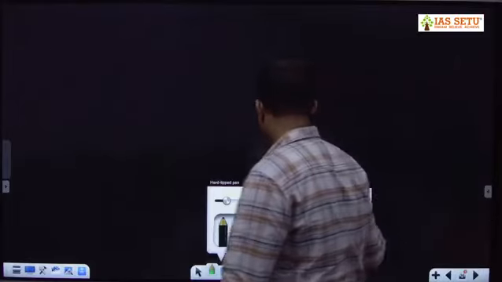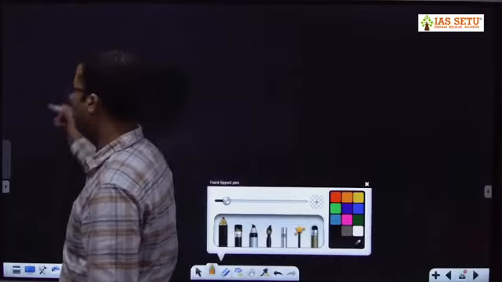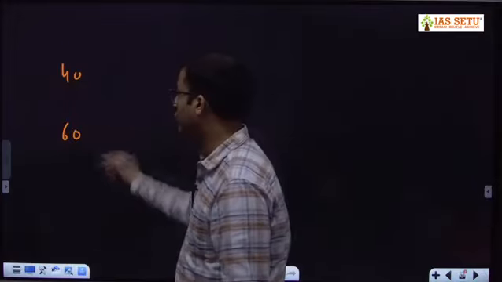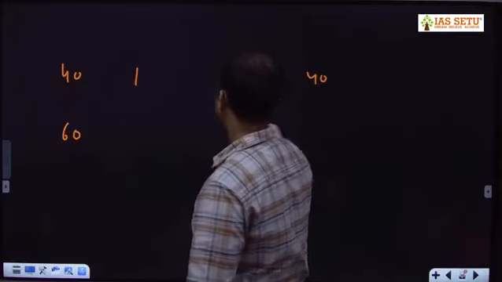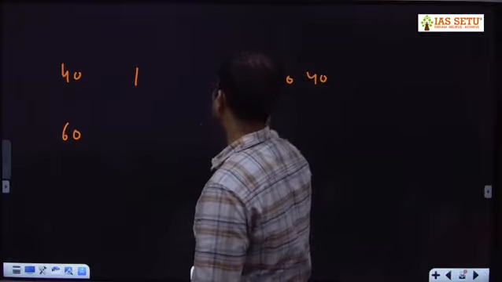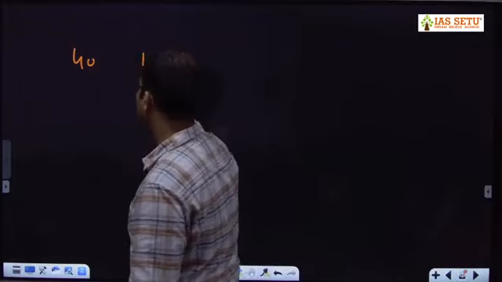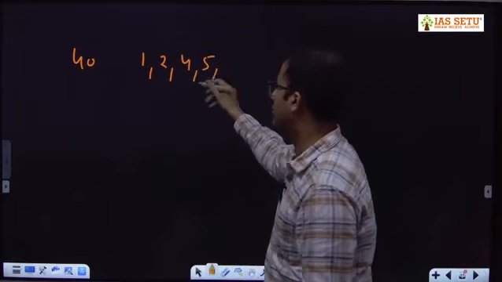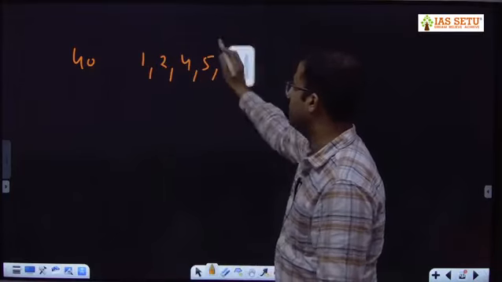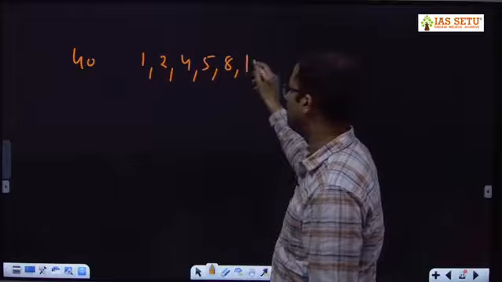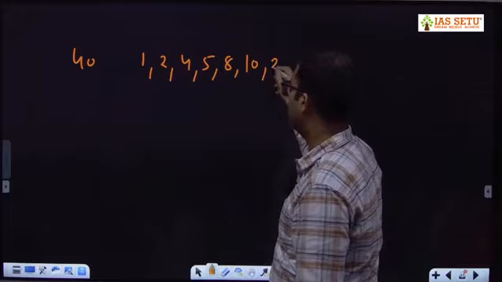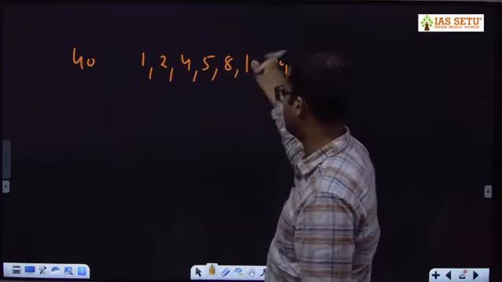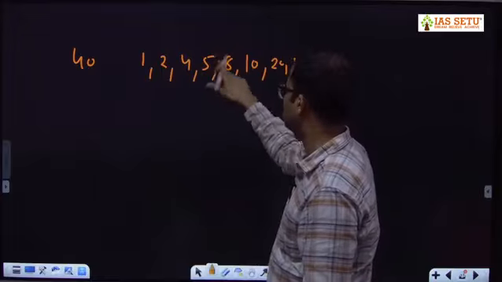Let me take one more example. Like for example, I take 40 and 60. What are the factors of 40? We have 1 and 40. 2 makes a pair with 20. 40 के factors क्या क्या हो जाएंगे? 1, 2, 4, 5, 10, 8 भी आएगा. 8, 10, 20, 40. 1 का 40 से पेयर, 2 का 20 से, 4 का 10 से, 5 का 8 से.